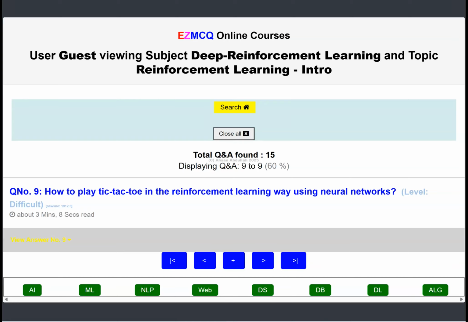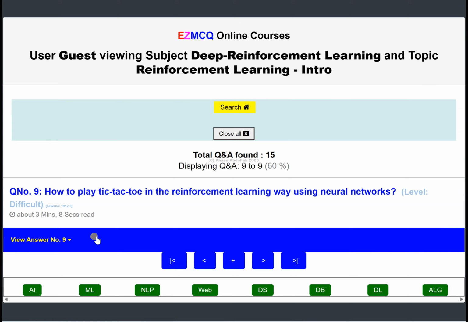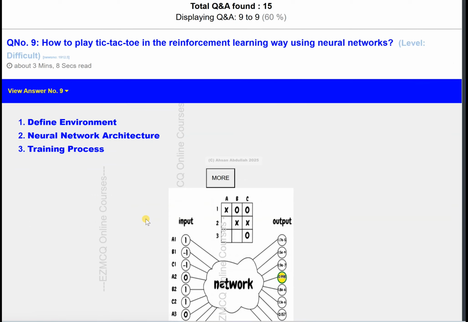So we are at lecture 10D, how to play a tic-tac-toe game using reinforcement learning through neural networks. Okay. So what we are looking at is, first of all, we need to define the environment, because we need to map the problem so that it can be worked with and executed in a required environment. And then, of course, that has to be mapped to a corresponding neural network architecture. And then there is a training process.